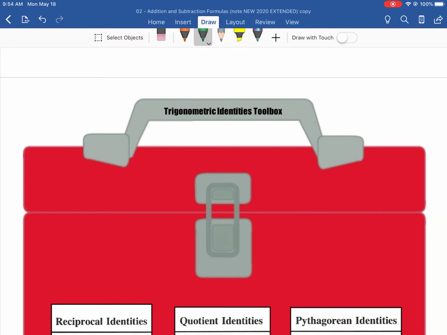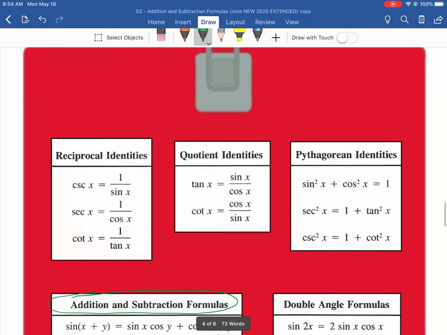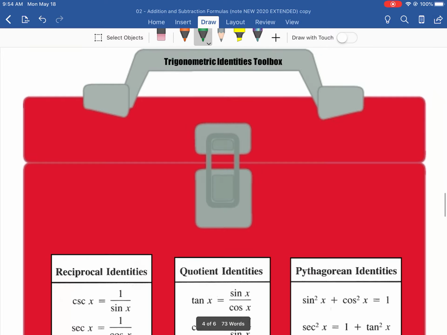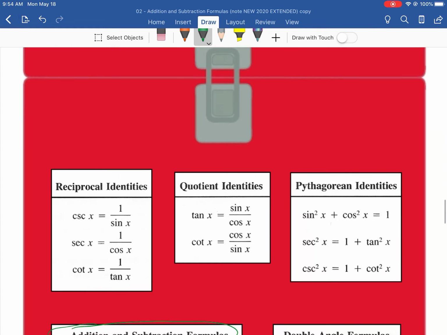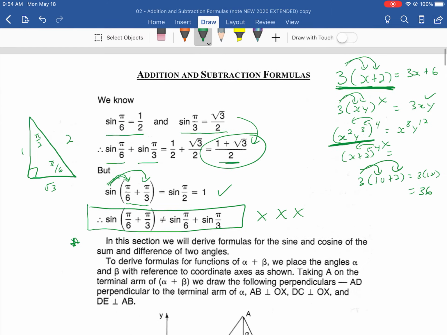Now, something's just popped up on the screen here called the Trigonometric Identities Toolbox, and this is something we've made at our school for you to use that has a whole bunch of identity stuff all in one toolbox. If you go to the website, it's a separate file. You can print it out. I encourage you to print it out and keep it near your homework at all times. There's a bunch of things on there that you should already know, and a bunch of things that are new.